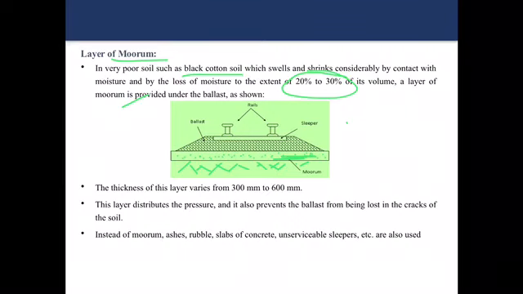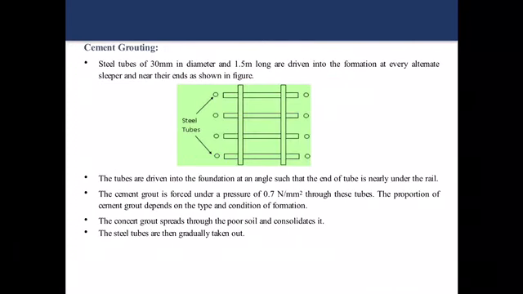When the muram layer is provided, the thickness of the layer varies between 300 to 600 mm. With the help of the muram layer, the pressure can be distributed evenly, and it also prevents the formation of cracks in the soil layer and the sinking of ballast into the soil layer. Instead of muram, we can also use ashes, rubble, or slabs of concrete as a soil layer. And the next method is cement grouting.